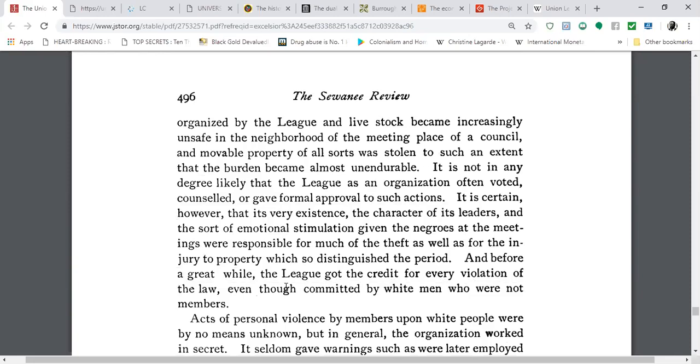It was not in any degree likely that the League as an organization often voted in council and gave formal approval of such actions. It is certain, however, that its very existence, the characters of its leaders, and a sort of emotional stimulation given to Negroes at the meetings were responsible for such theft as well as injury to property, which so distinguished the period. And before a great while, the League got credit for every violation of law, even though committed by white men who were not members.